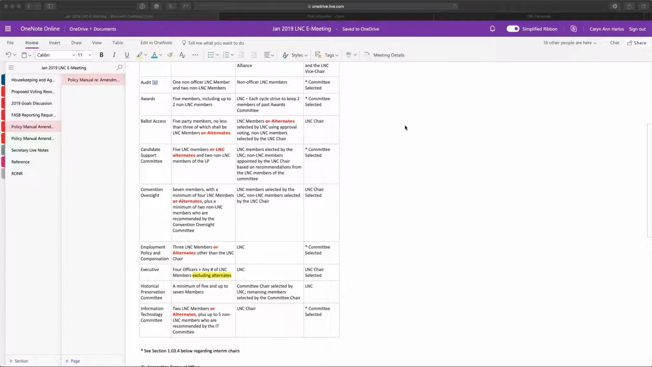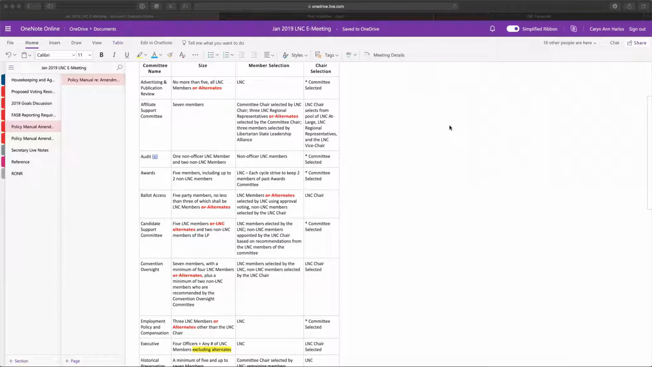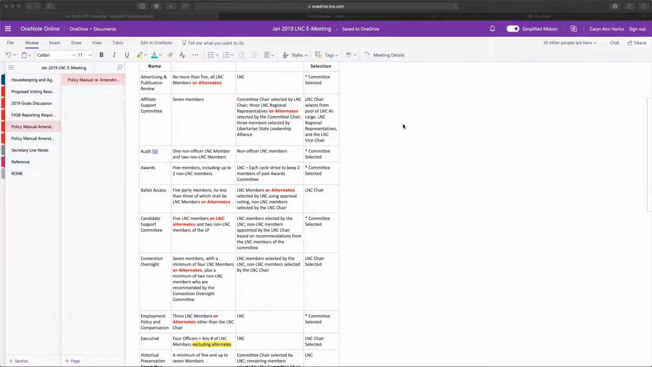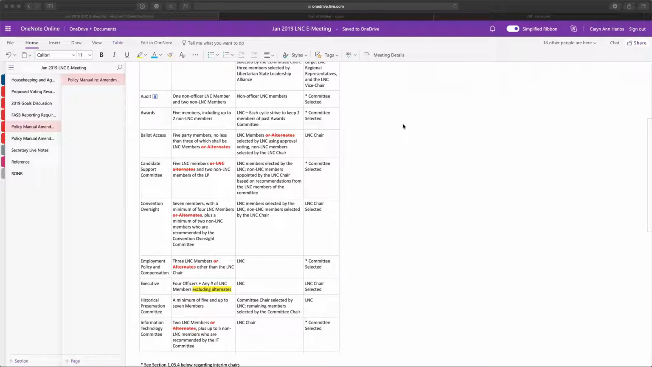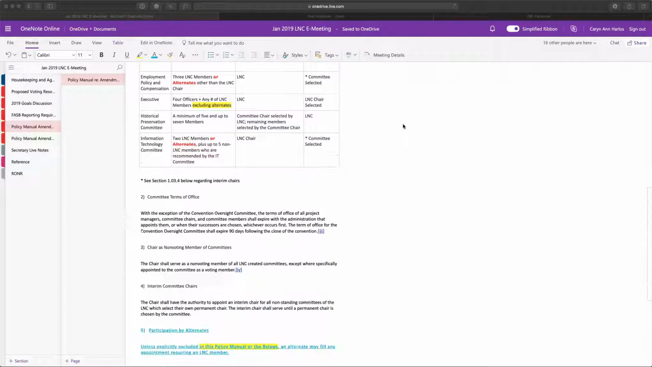Yeah, my question is on the affiliate support committee, deleted alternates versus 3 LNC regional reps or alternates. Would that limit it to just regional reps, or should or alternates still be in there? So the interpretation of that language that I would have is that subsection 5 that would be added with this amendment would have the effect that those regional representative spots could also be filled by alternates. So the pool for the affiliate support committee would still be regional representatives or alternates by virtue of the language added in subsection 5 rather than having it specifically stated in the member selection. So it would not change who would be appointed. Okay. Or who is eligible, I should say.